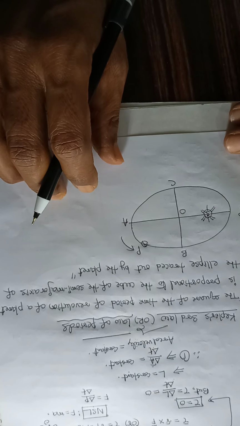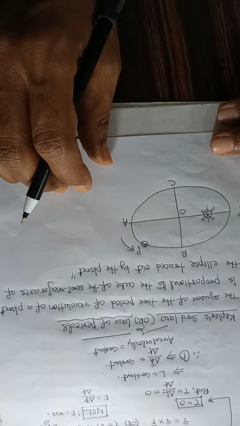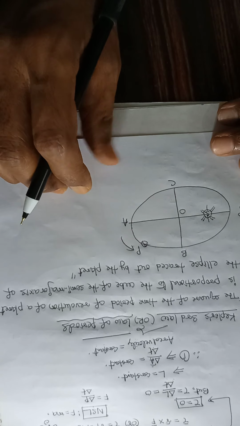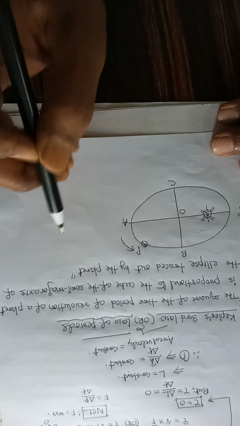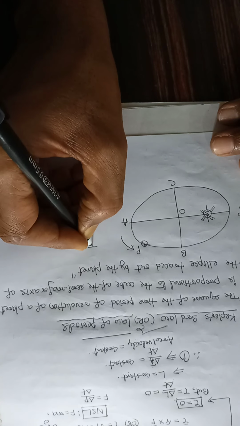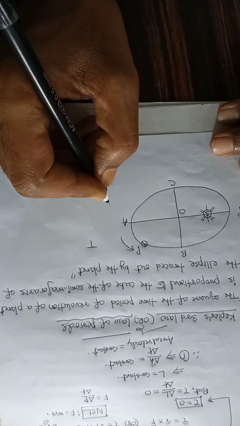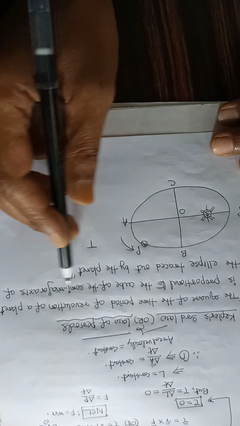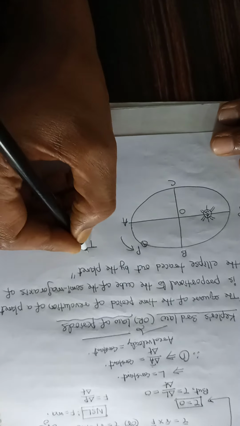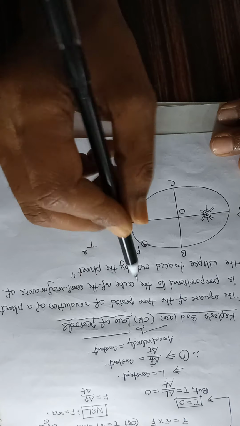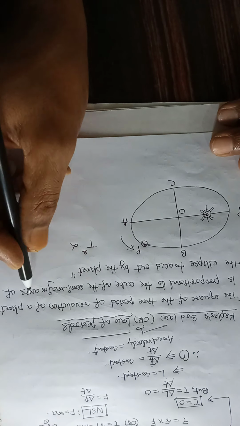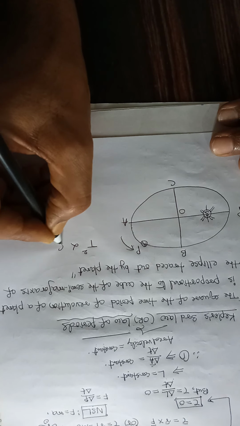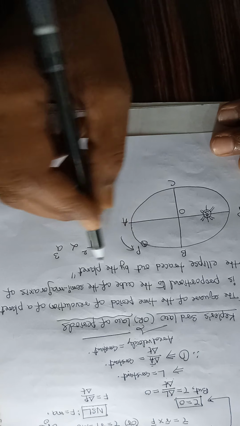Now let us consider Kepler's third law, that is also called the law of periods. The square of the time period of revolution of a planet is proportional to the cube of the semi-major axis, A cubed, of the ellipse traced by the planet.